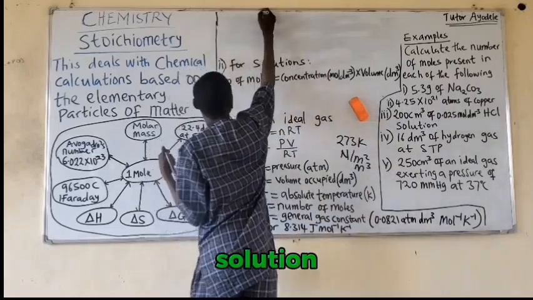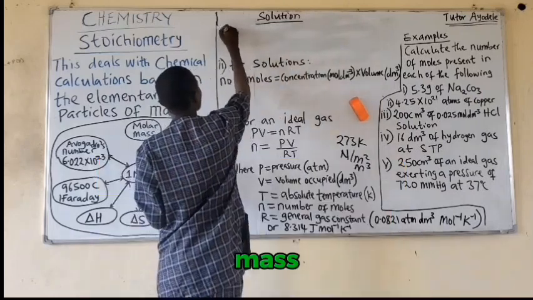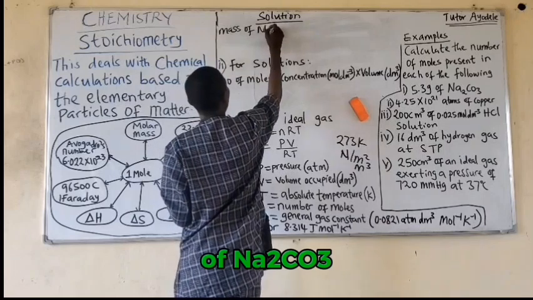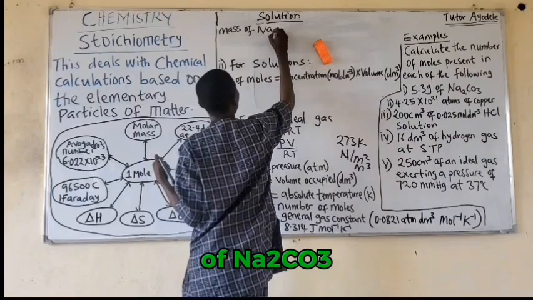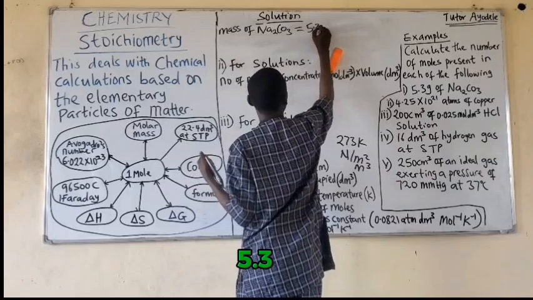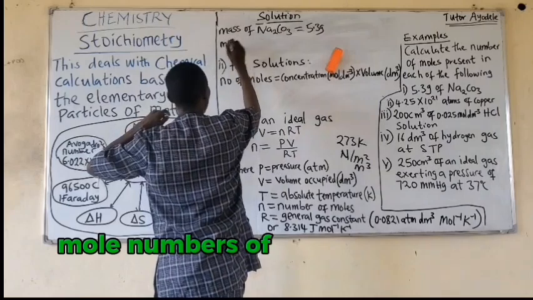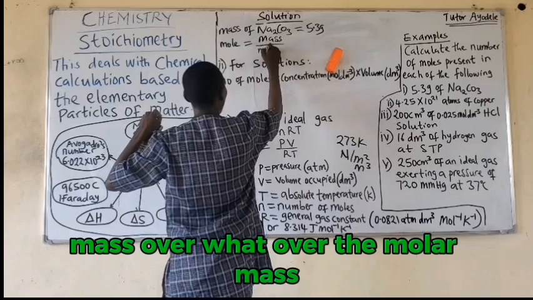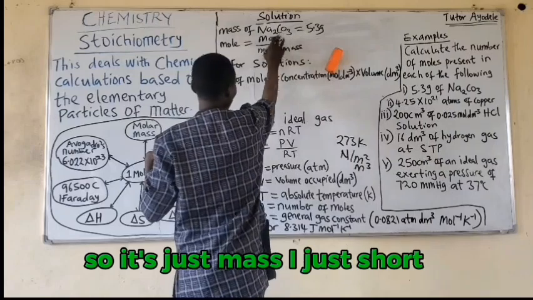The mass of Na2CO3 given is 5.3 gram. And we said that the number of moles is equal to mass over the molar mass. That part I erased. So it's just mass over the molar mass.